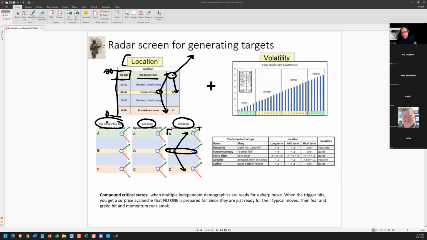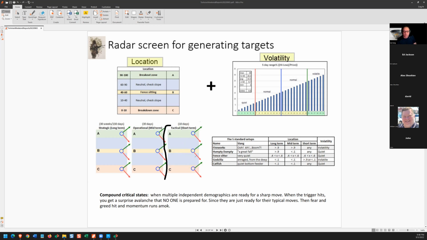And then finally, category C is if it's in the bottom 10, it's in the breakdown zone. And here it could either rebound from support or it could collapse. So in each one of these look back periods, there are 3 critical states: overbought, oversold, or a fence sitter. If it's stuck in this area in between, it's just moving. It's not in a critical state yet. Check or hold.